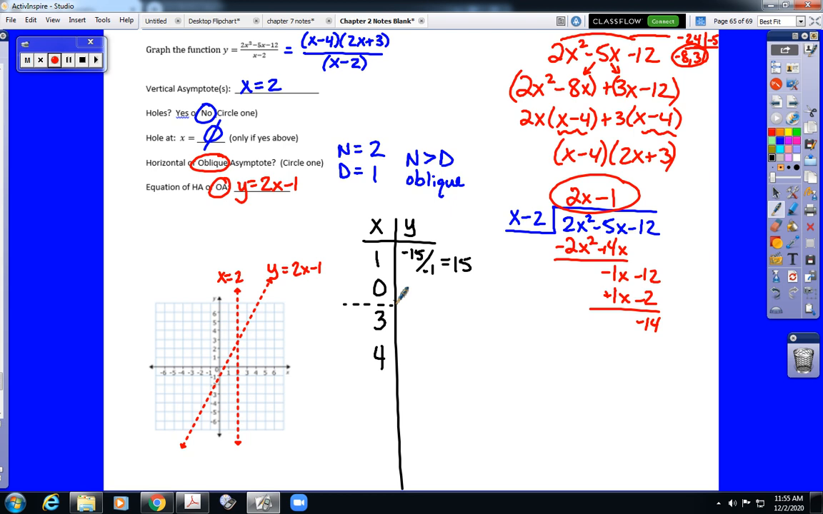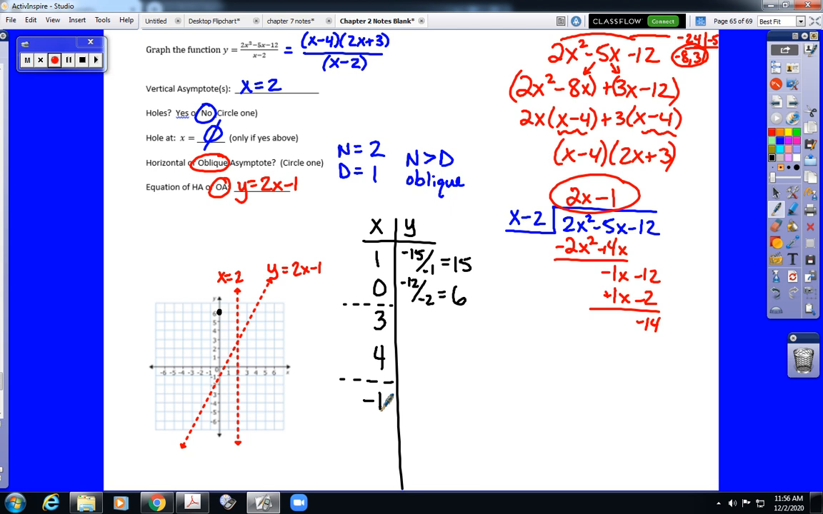Now, when we do 0, 0 works out okay, because that's 0 minus 12, which would be negative 12, over 0 minus 2, which is negative 2. That is positive 6, and that is a value that we can actually graph on our graph. So we do need to add a point. Let's do negative 1. That should give us the shape that we need to establish what this looks like.